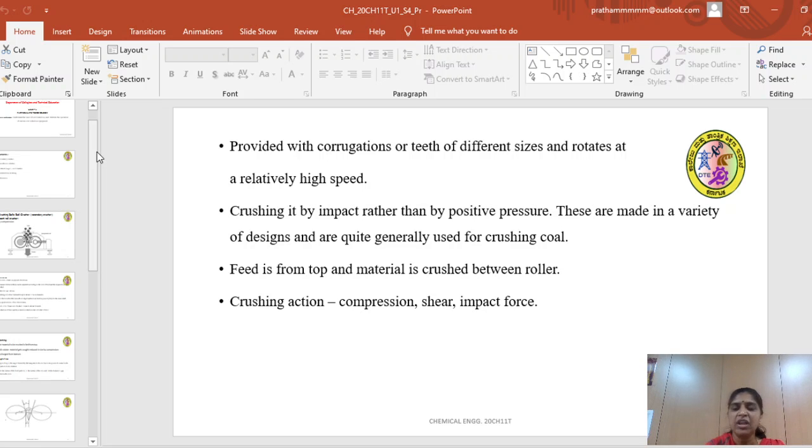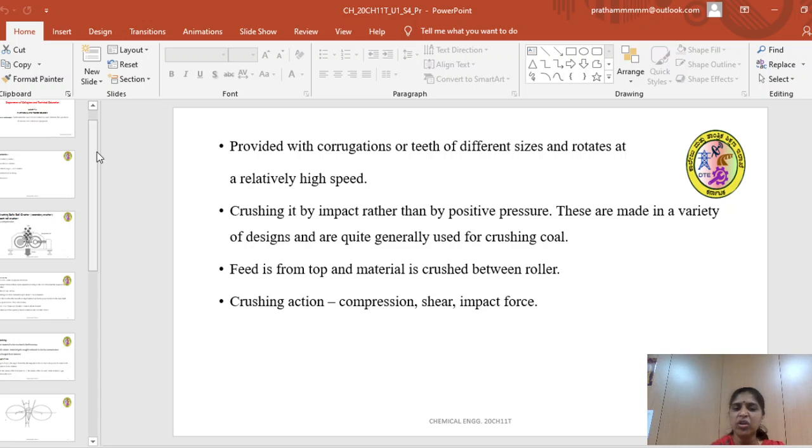So you already have knowledge of what is compression, what is impact, what is shear, what is attrition, and what is cutting force. Each type of crusher, whether it is a primary crusher or secondary crusher, any crusher, will crush the larger size material into a smaller size material by different forces of action, whether compression, attrition, impact, or shear force. Using all these forces, the crushing action will take place. I hope you are understanding.